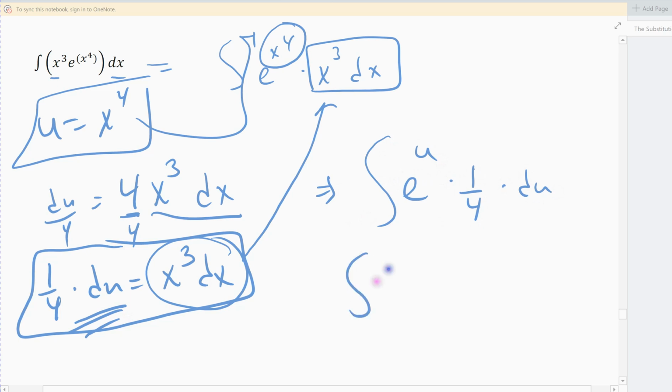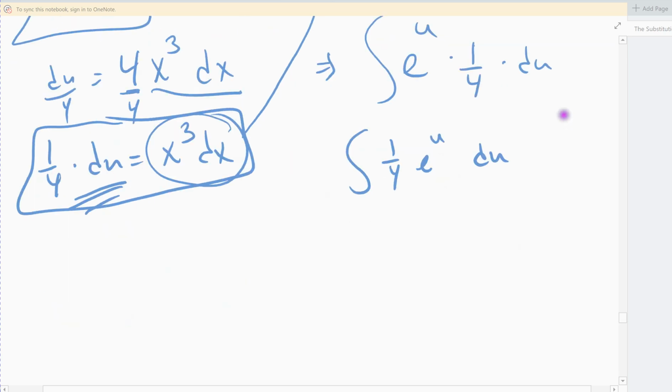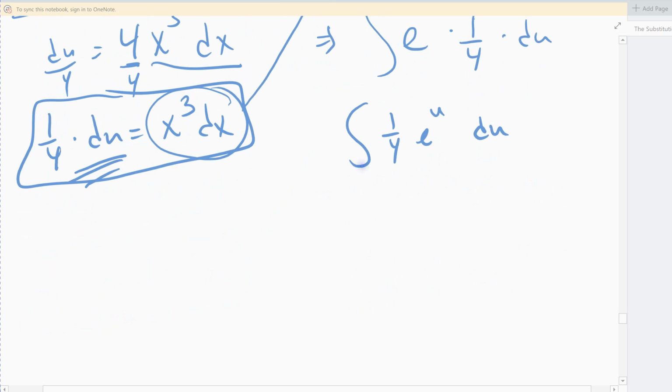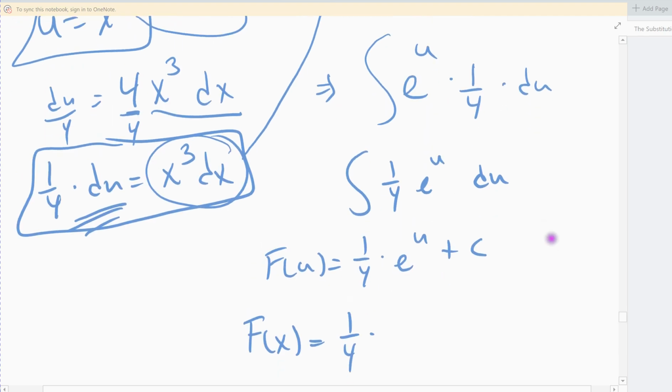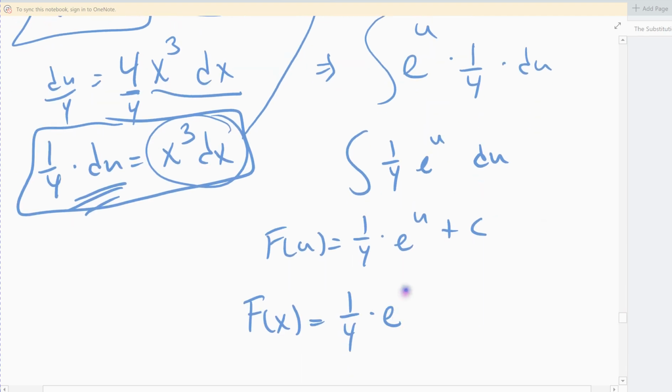And again, I usually write my constant out front because it's just more proper to do that, but that's just a personal preference. Alright, so now this is the integral I can take the antiderivative of, right? 1/4 e to the u. Well, the antiderivative of that, the 1/4 comes along. The e to the u is just e to the u plus some constant, and then replace u with my original expression, which would have been x to the 4th. So 1/4 e raised to the x to the 4th plus c is my final answer.